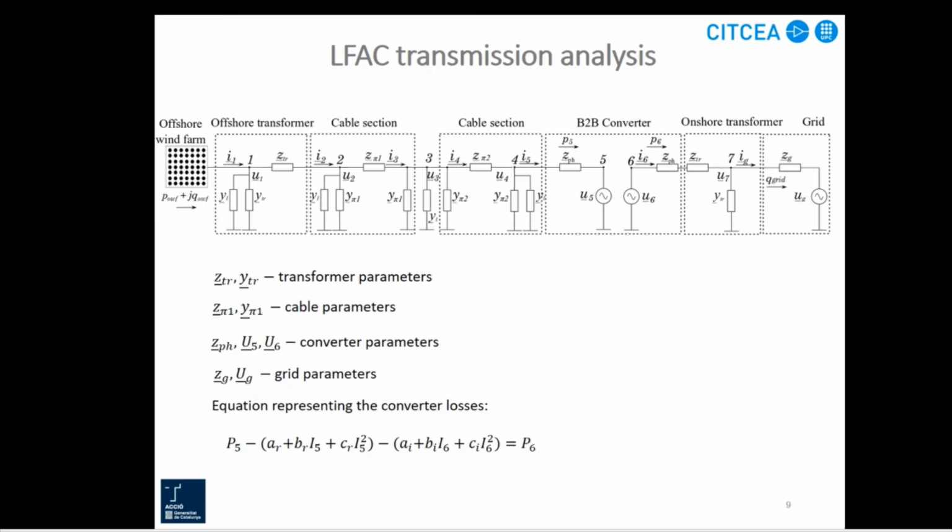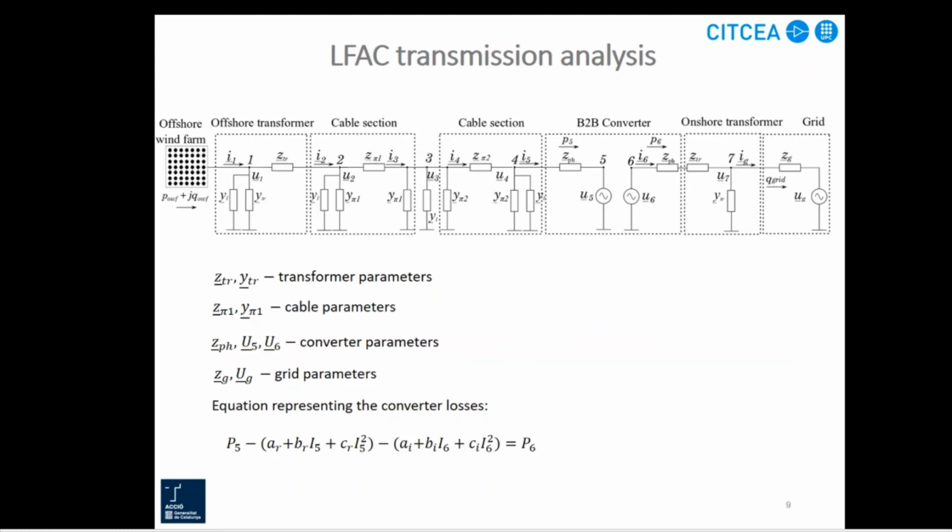So here is presented the model of the low frequency transmission system, which is actually very close to the HVAC system, but we have an additional element, which is the back-to-back converter, which usually consists of 2 MMCs, and is used to convert the low frequency on the offshore side to the grid frequency, which is usually 50 or 60 hertz. So here we have transformer parameters, cable parameters, the converter parameters, and the grid parameters.